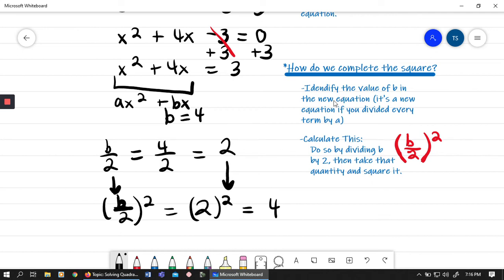What we do with that is we now want to add that number, the result that we got from calculating b divided by 2, quantity squared. We want to take that number and add it to both sides of our new equation.